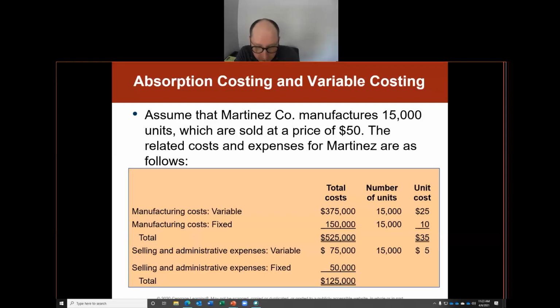Then we have fixed selling and administrative expenses of $50,000. You'll notice that there is no per unit cost for fixed expenses. That's because since it's fixed, that means it does not change regardless of the level of output. Hopefully you remember that from the earlier chapters. That gives us total selling and administrative expenses, $125,000. Now that we have our data, let's go ahead and plug these into our formulas.